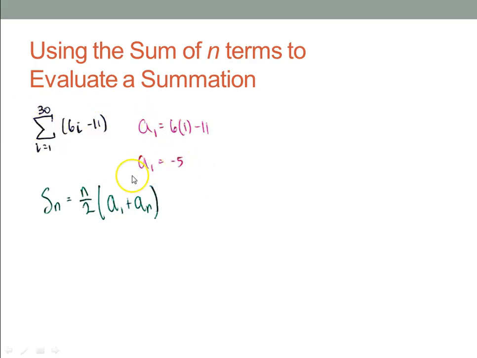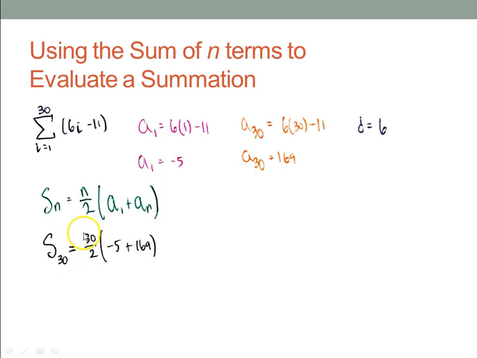Now I know I have 30 terms, so I can just find the 30th. So 6 times 30 minus 11 is 169. Using this formula and the difference being 6, I can see that I substituted in, and kaboom. I found this sum would be 2460. So it's not that long line of numbers to sum up as we did in a previous video.